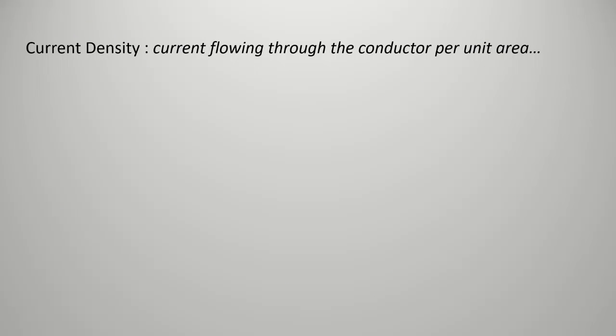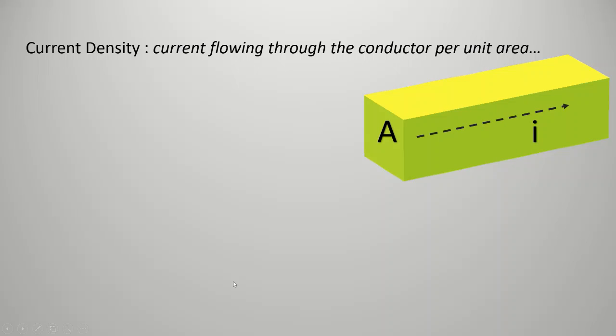Hence, what is current density? It is the current flowing through the conductor per unit area. As you can see here, this yellow colored conductor where current I is flowing along this direction, which has been directed already, and A is the area of the conductor. Current density is denoted with the term J, and with respect to the definition we obtain J equals I divided by A. Thus the SI unit is ampere per meter square for the current density.